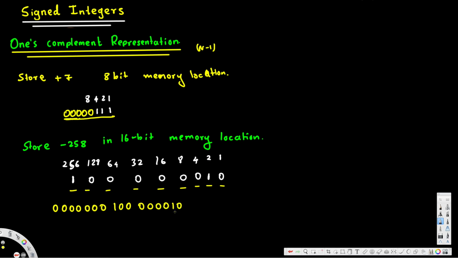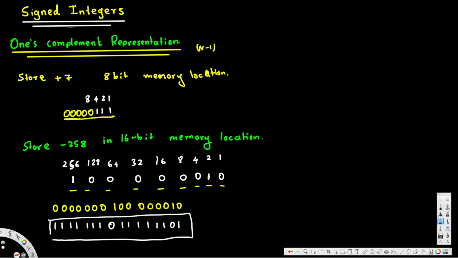Then we do the ones complement. Ones complement is exactly the opposite of what we have right here. If you do the ones complement, this is going to be 1, 1, 1, 1, 1, 1, 1, then 0, 1, 1, 1, 1, and after that 1, 1, 0, 1. And this is the ones complement of this number. This is 258 and this one is negative 258. And that's how we can store negative 258 in a 16-bit memory location.